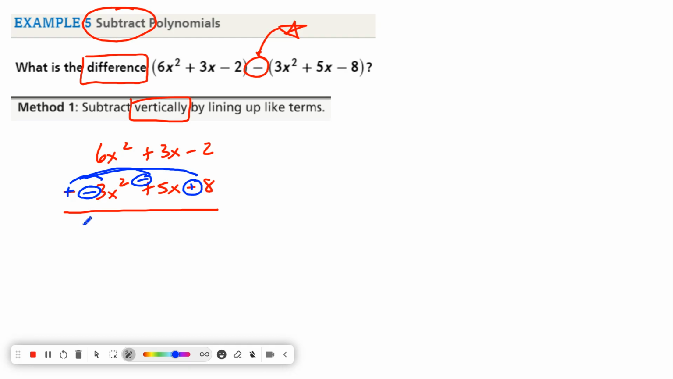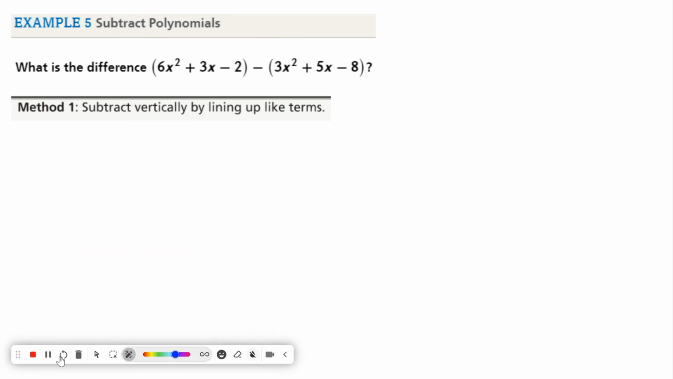So now 6 and negative 3 is 3x squared. 3x minus 5x, there's more minus, that's minus 2x. And negative 2 plus 8, there's more positives, that's positive 6. So the reason I don't like vertical is because I think this is actually harder to do vertically than it is horizontally.